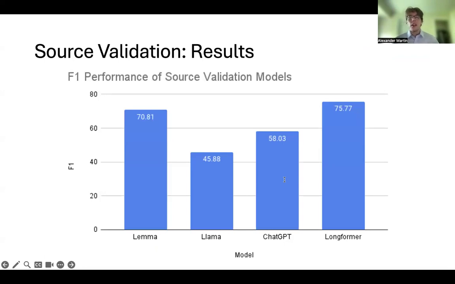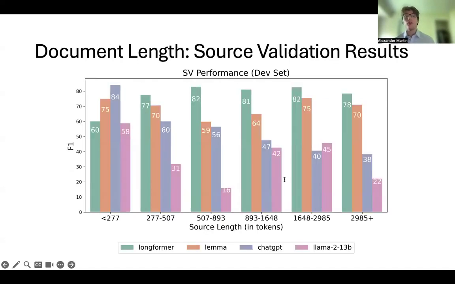Here, we provide the initial results of the source validation models. As you can see, the language models are not as strong as the lemma baseline for the source validation task, while the Longformer model slightly outperforms it by 5 F1 points. We look a little deeper into these results and explore them based on the document length, or the number of tokens in the source document.